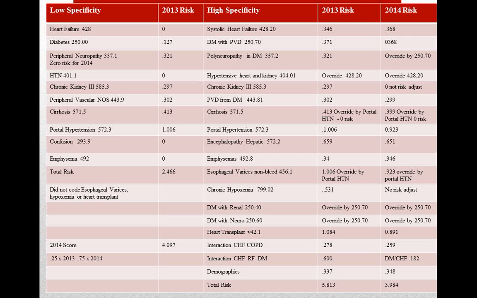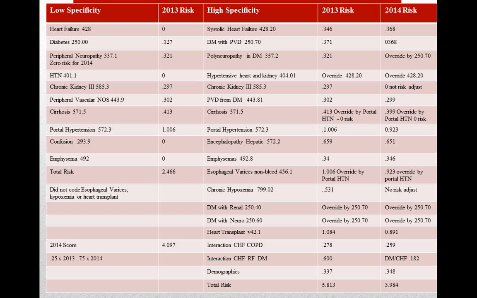Cirrhosis, again, that's going to be in 2013 or 2014, but when you start using complication type diagnosis like portal hypertension, encephalopathy, some of those are going to override your basic diagnosis. So in this case, portal hypertension will override that cirrhosis diagnosis. Your encephalopathy code will still get risk adjusted even though it's part of the disease, but you will not get credit for the cirrhosis, but you want to include all of those.